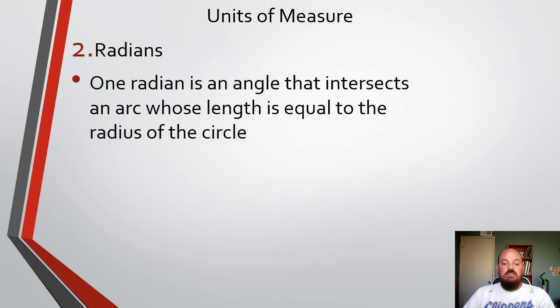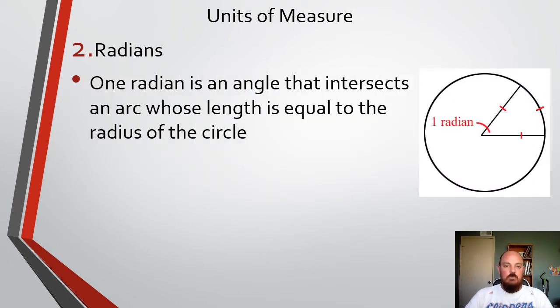This is the definition of a radian. A radian, one single radian, is an angle that intersects an arc, or a piece of a circle, whose length is the same as the radius. So you can see where the name comes from. Radian, radius, they're very closely related.